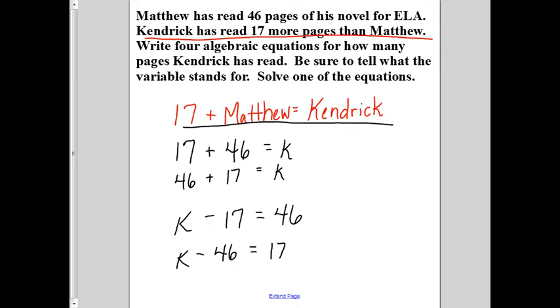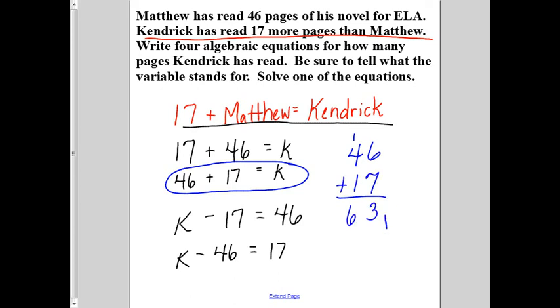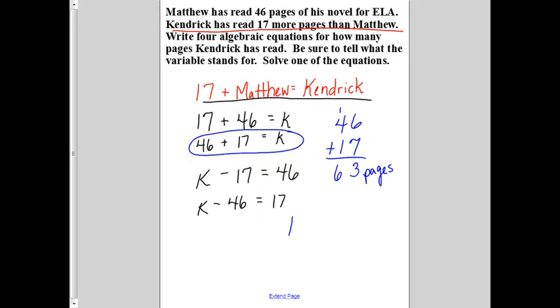And if I wanted to solve them, I haven't really talked about how to solve equations yet, but this one is a really easy one to solve. That one you should be able to solve. 46 plus 17 is going to give me 63 pages. So Kendrick has read 63 pages. And we do need to point out what the K stands for. K is the number of pages Kendrick has read.